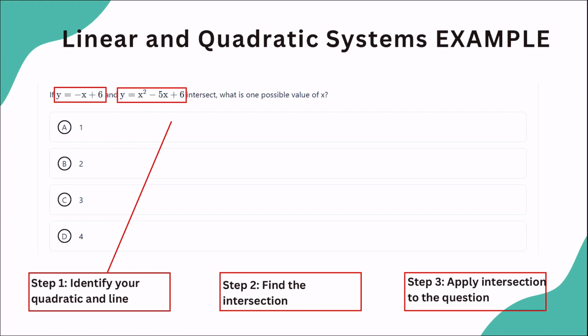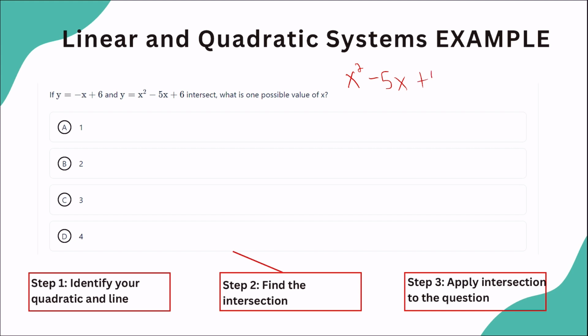Step number 1, we're going to identify our quadratic and our line. So this one is our line, and this one's the quadratic. So I'm going to start by setting them equal to each other over here on this right side. And now I'm going to transfer our terms to one side. And then lastly, I'm going to factor out an x here.